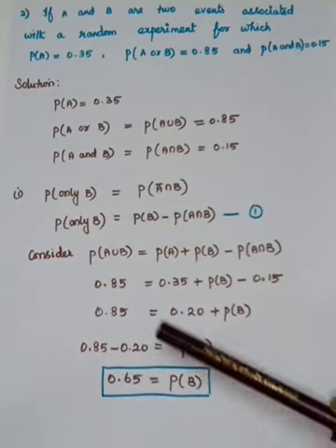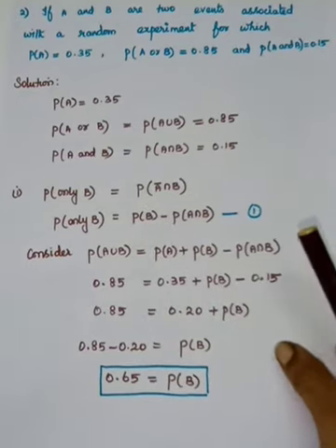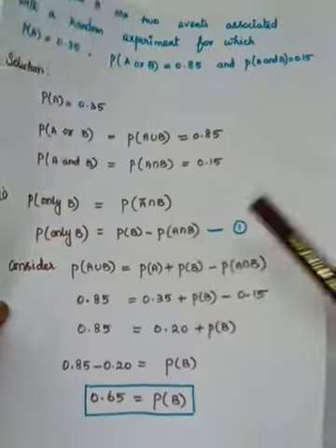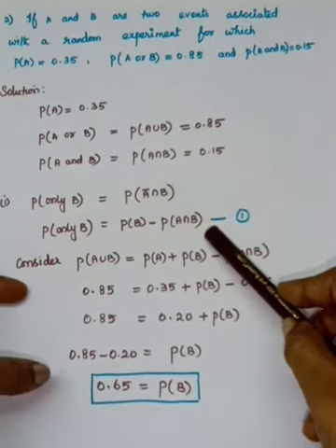After finding P of B, you have to substitute in this result. So the probability of only B can be written as, what's the formula? P of B minus P of A intersection B.